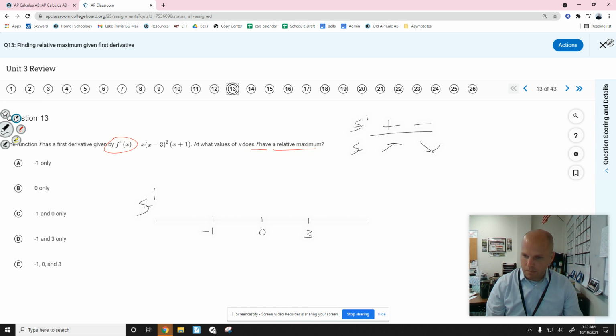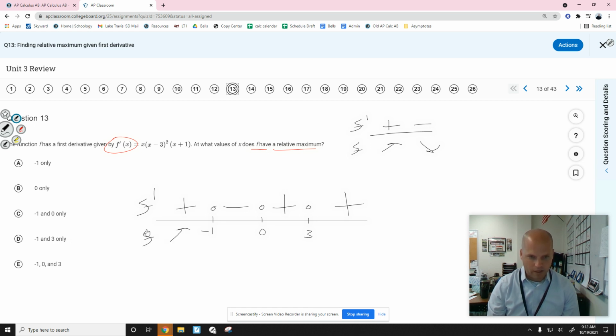Do a sign analysis, maybe use multiplicities, maybe just test your intervals. It's up to you. The multiplicity of 3 is 2. That means you're not going to change signs at 3, but you will change signs at negative 1 and 0. So let's start over here on the right, like 5: positive, positive, positive, positive. Don't change signs at 3. Change signs at 0. Change signs at negative 1.